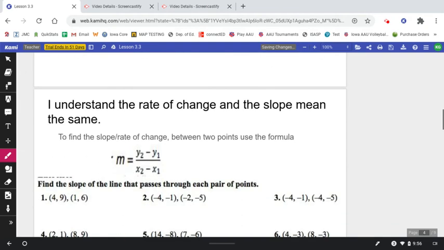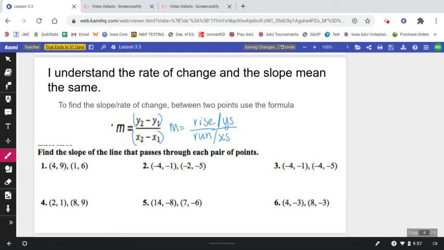So to find the slope or the rate of change between 2 points, we have a formula we're going to use. And it's m equals (y2 minus y1), and that needs to be in parentheses, over (x2 minus x1) in parentheses. So we've heard slope a lot of times called rise over run. And so I just remember that rise rhymes with y's. And then the run is the x's.